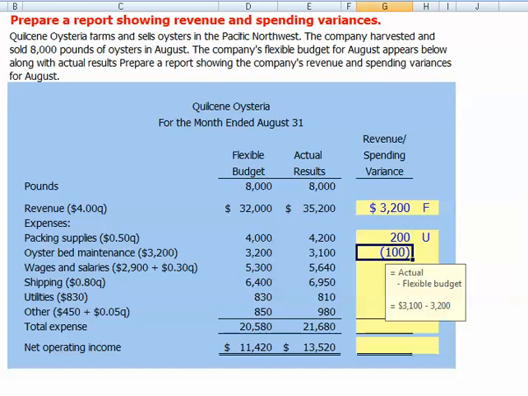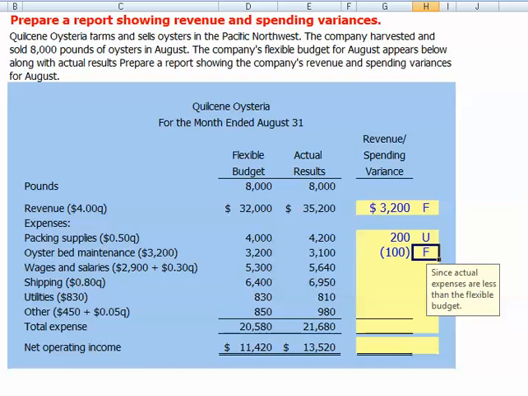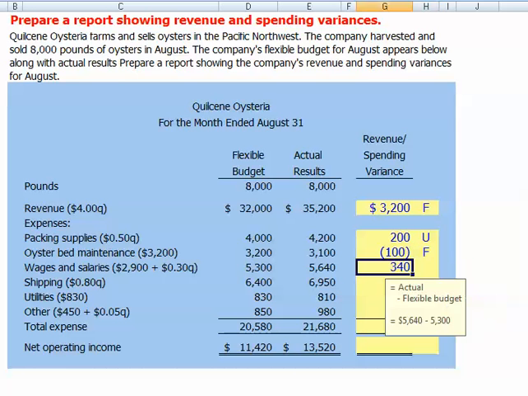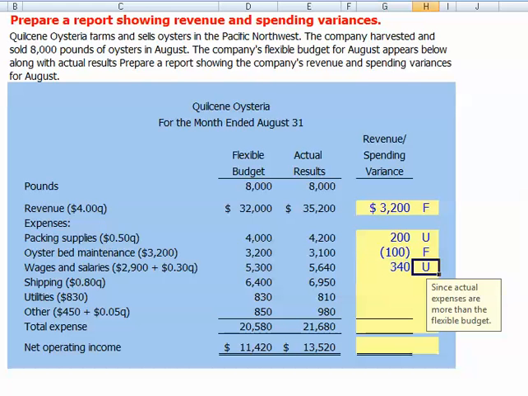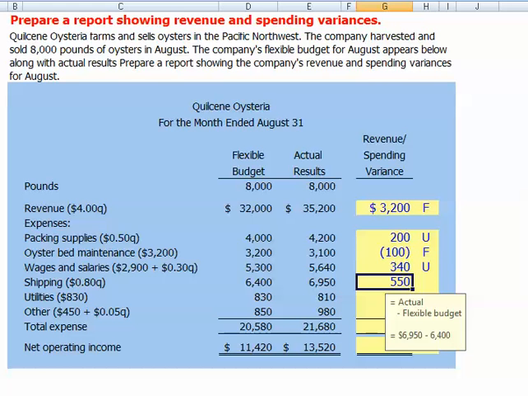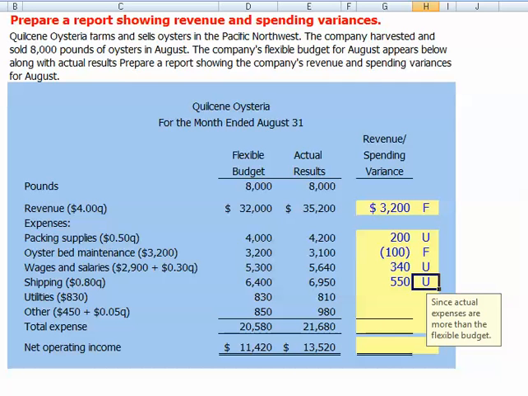For oyster bed maintenance, the variance is $100. And since our actual results are less than our flexible budget amount, it's a favorable variance. For wages and salaries, our actual cost is $340 higher than our flexible budget amount. So we say this is an unfavorable variance. For shipping expenses, our actual costs are $550 higher than our flexible budget. So again, this is an unfavorable variance.